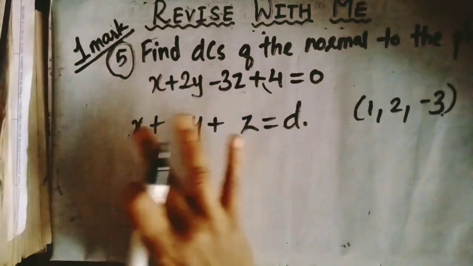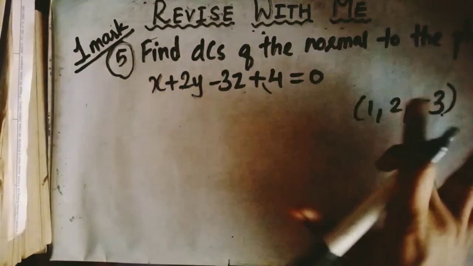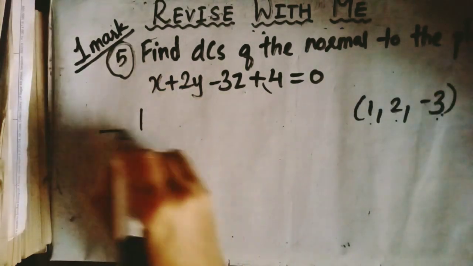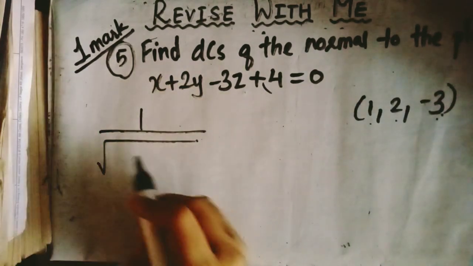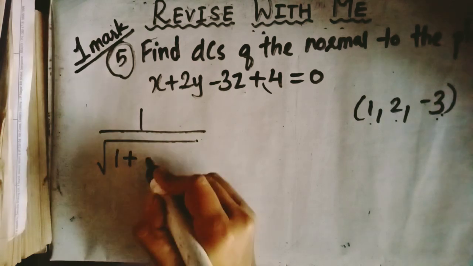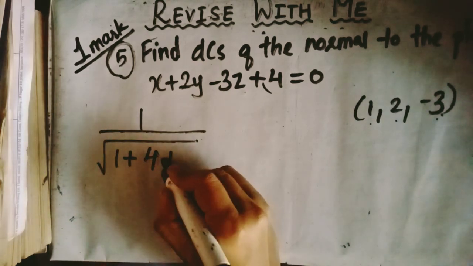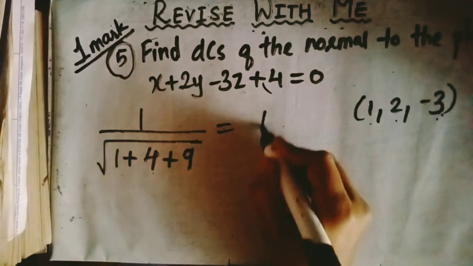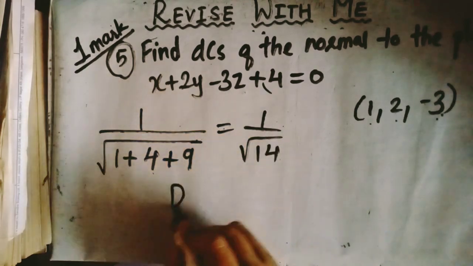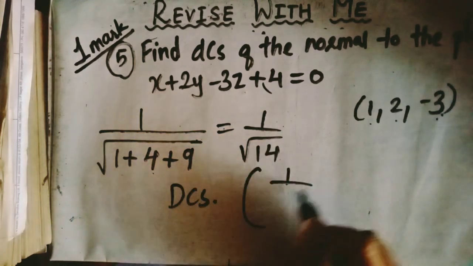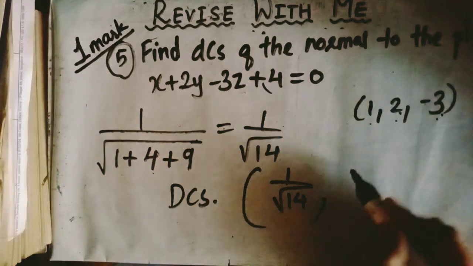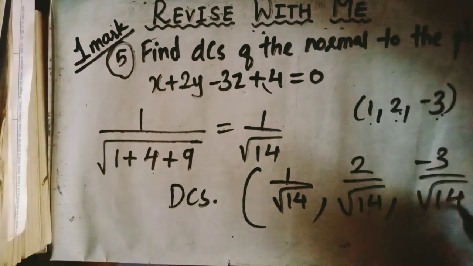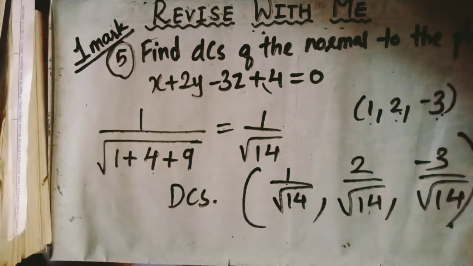That is, you have to find the magnitude. This is 1, 2 and minus 3. So you will get root of 1 square, 2 square is 4 and 3 square is 9, so you will get root 14. So 1 upon root 14. Your direction cosines are 1 upon root 14, 2 upon root 14 and minus 3 upon root 14. This is the answer.